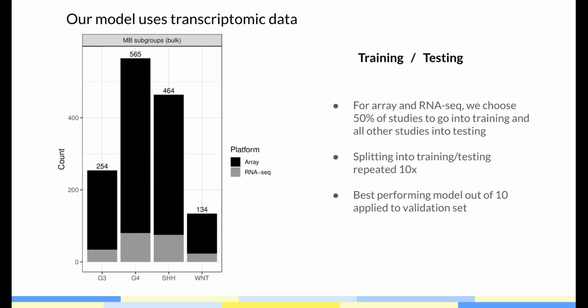For array and RNA-seq, we choose 50% of studies to go into training and all other studies into testing. And this splitting of training and testing is repeated 10 times. And out of 10, the best performing model is applied to the validation set.